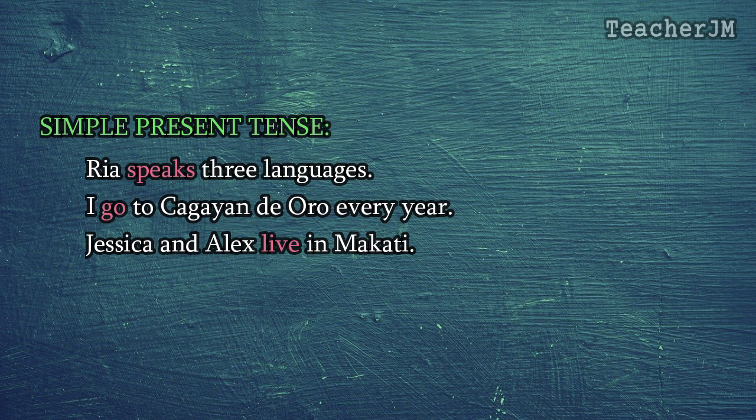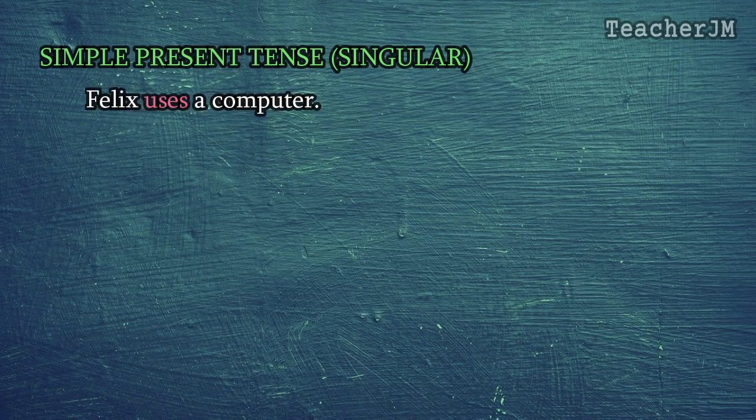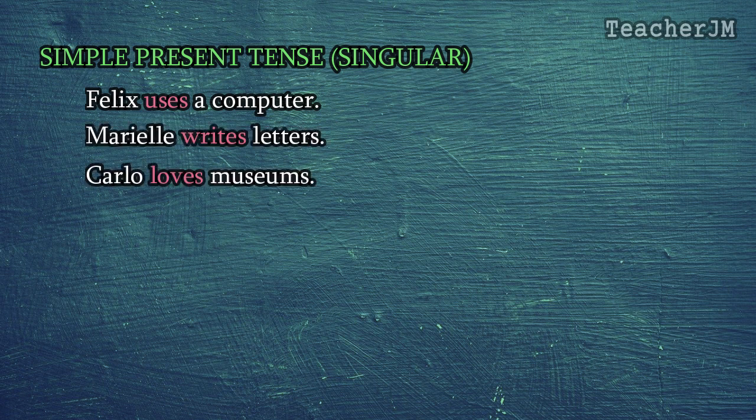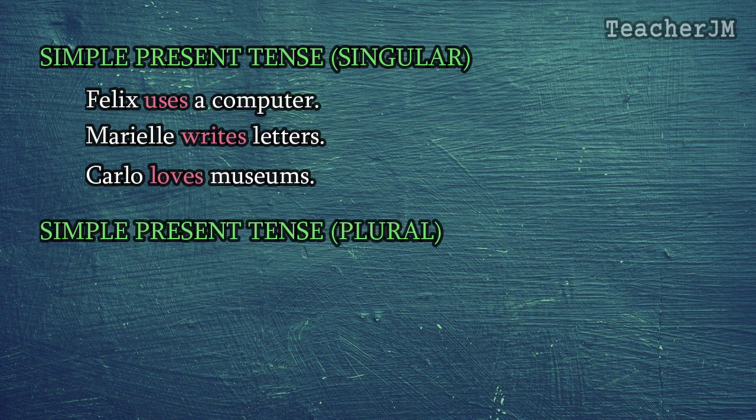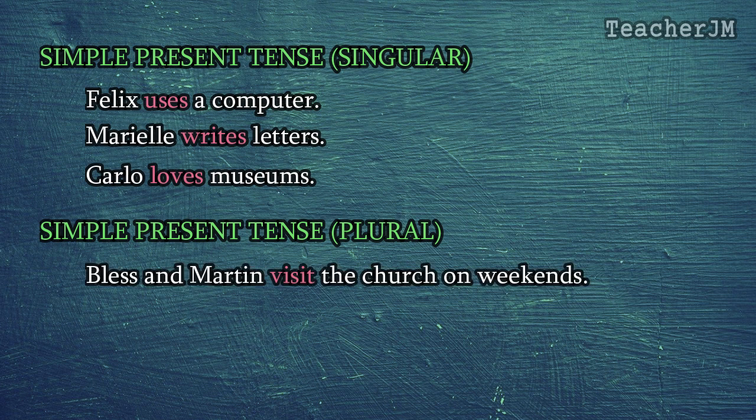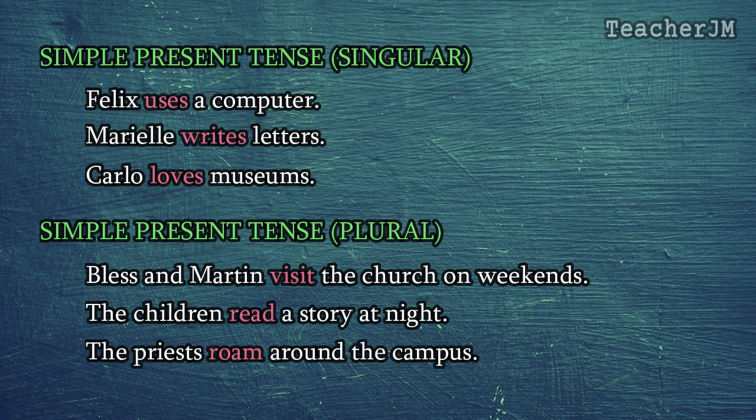Look at these examples. Felix uses a computer. Marielle writes letters. Carlo loves museums. Remember as well that when the subject is plural, the verb maintains its base form. Look at the following examples. Bless and Martin visit the church on weekends. The children read the story at night. The priests roam around the campus.